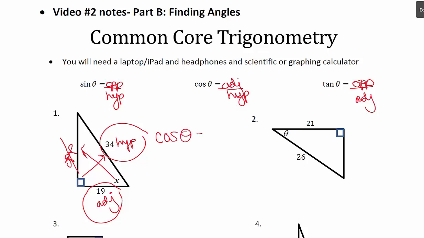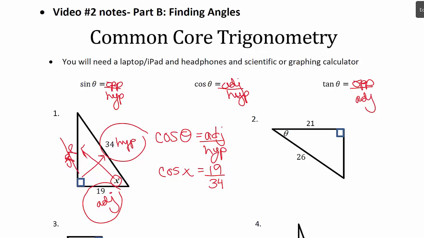I'm going to copy down that exact formula that's up there. And then I'm just going to substitute exactly what I see. So cosine stays, but instead of the theta, we have an X in that spot, in that angle. So let's put an X in for theta. Instead of saying adjacent, let's put a 19 in for it. And instead of saying hypotenuse, let's put 34 in its place.